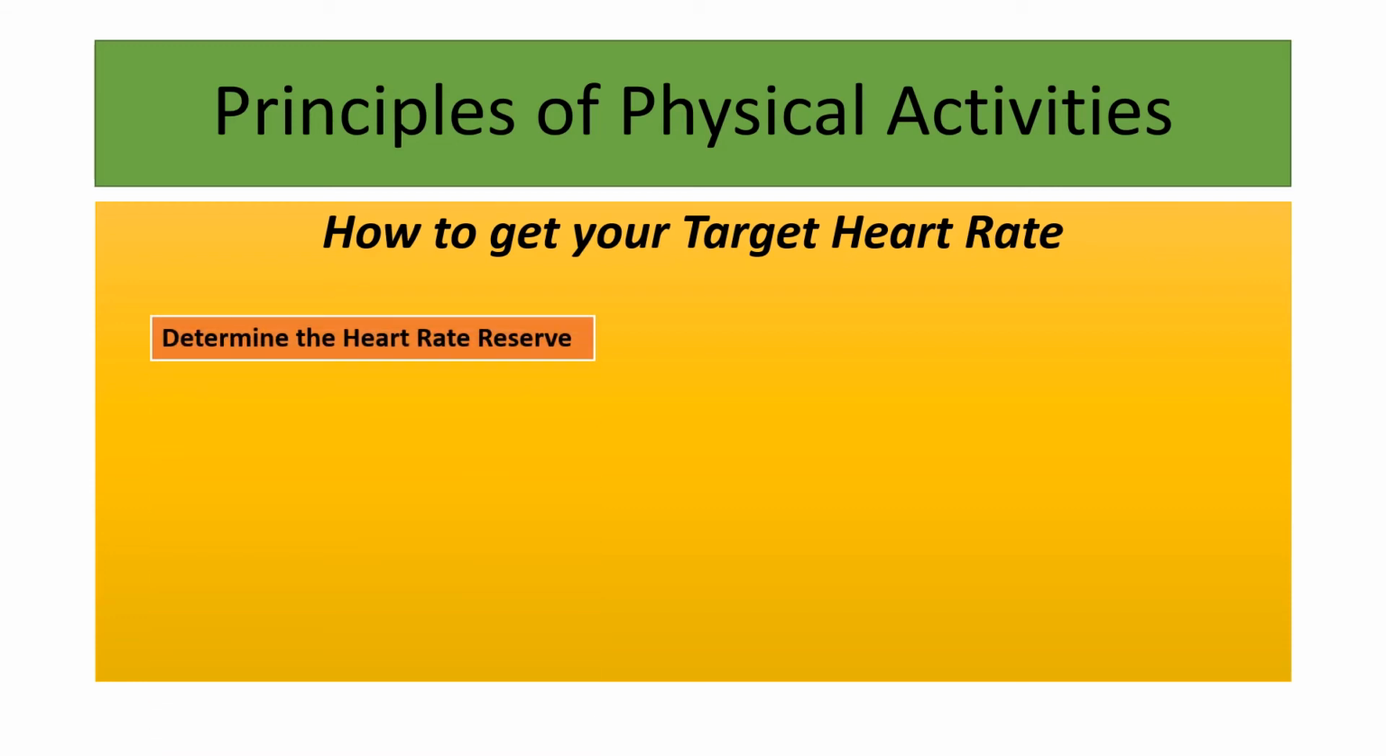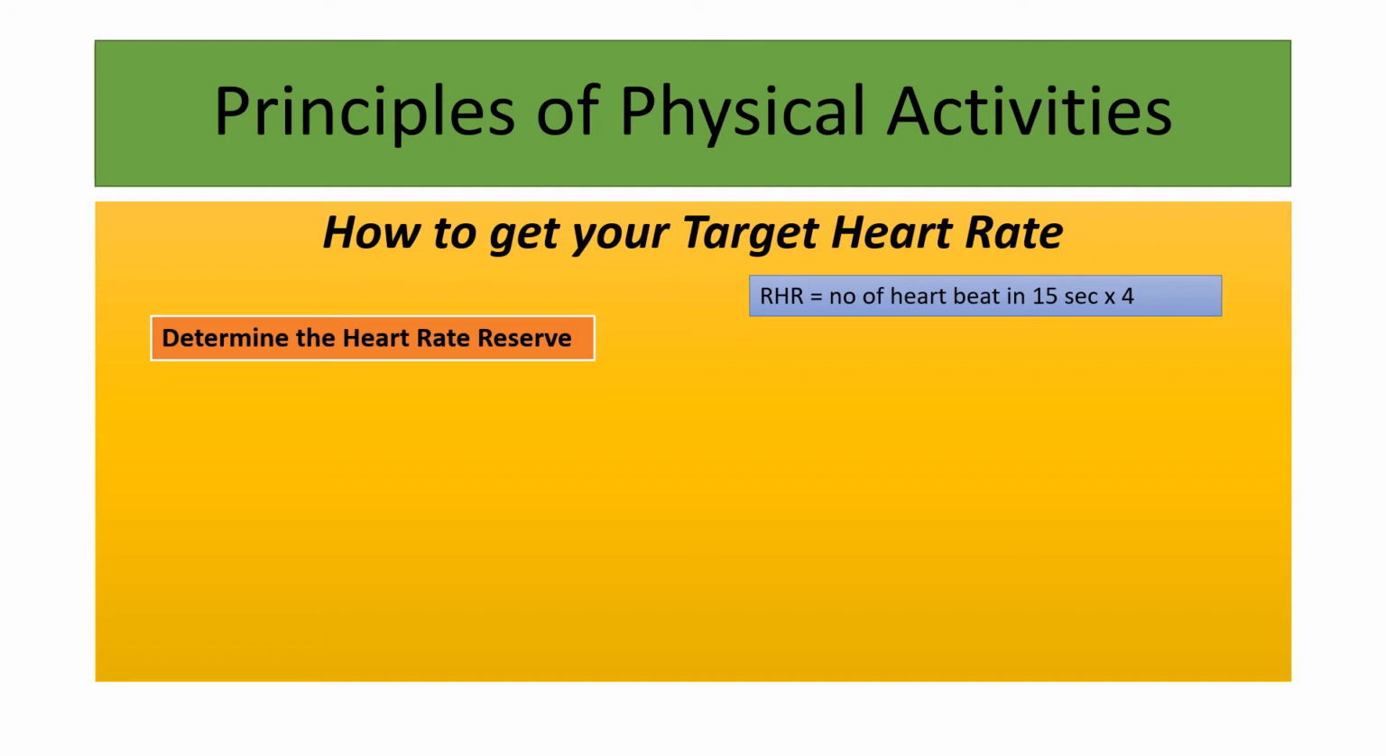So determine the heart rate reserve. First, before getting that, we have to get our resting heart rate. So the resting heart rate is equal to the number of heartbeats in 15 seconds multiplied by 4. Before doing that, you have to take a 30-minute total rest without talking. And after resting, you will start to count your heartbeat in 15 seconds.